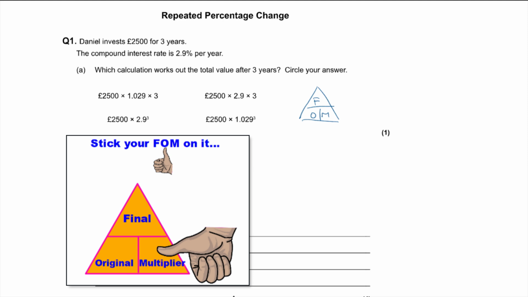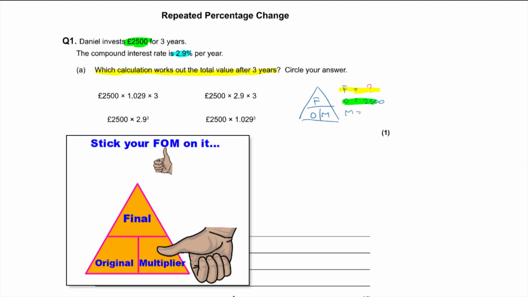Then if you have a look at this, what have I got? Final, original, multiplier, which is which? So final is the thing that we want to find, isn't it? It's what happens after the percentage has been applied. Okay, so that's the thing I want to find. I don't know the final, it's the one I want to find. Okay, the original is the amount I start with. So Daniel invests £2,500, so that's what goes here. And multiplier is just the percentage change written as a multiplier.